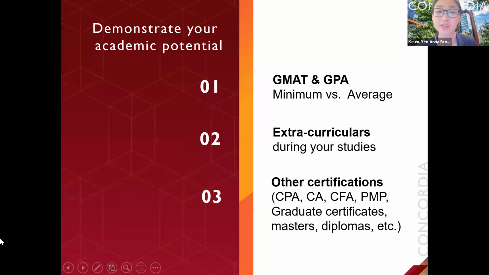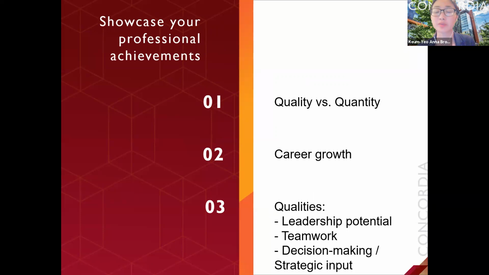And then, of course, a really important part of the application will be your resume. You're going into an MBA or a master's degree. We'll be looking at professionally what you've achieved so far. And depending on your career goals, we'll be trying to make those links. So you want to showcase professional achievements. So it's not so important the exact quantity as much as the quality of work experience.